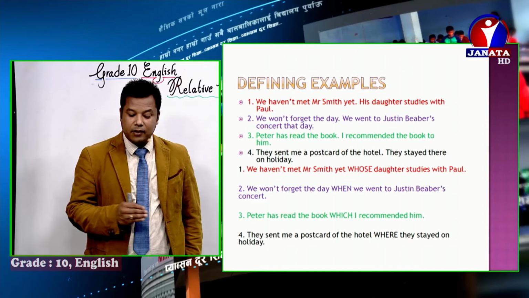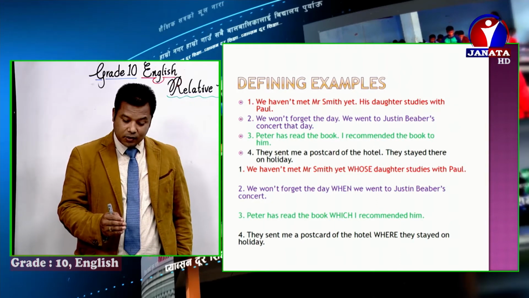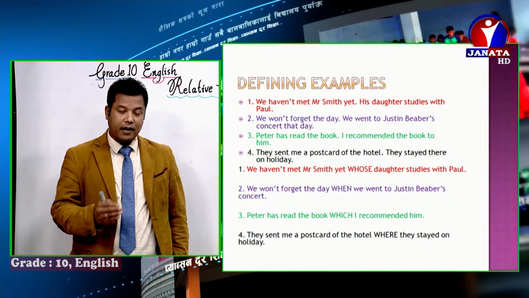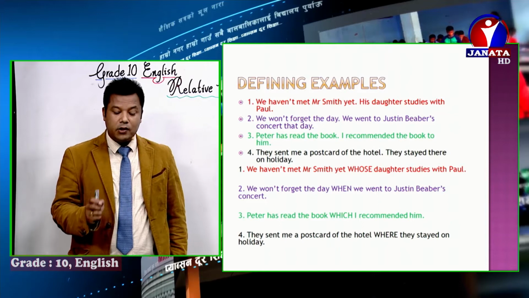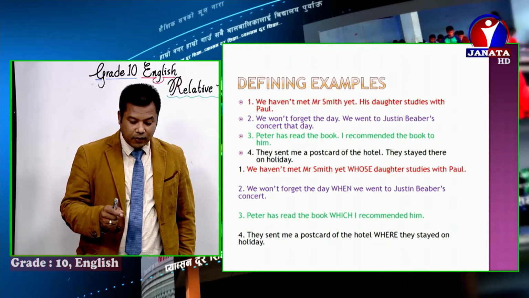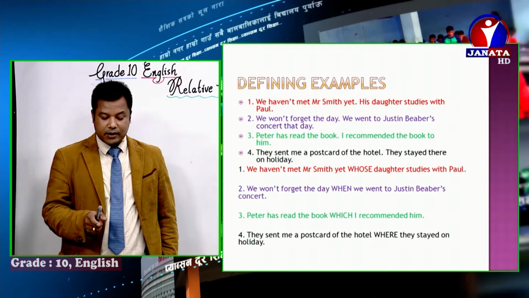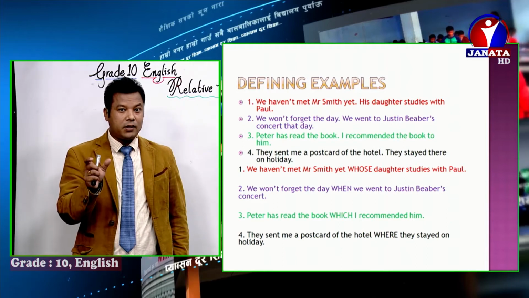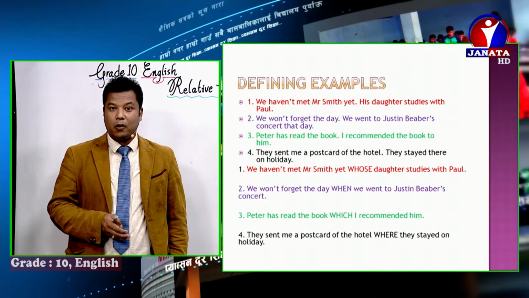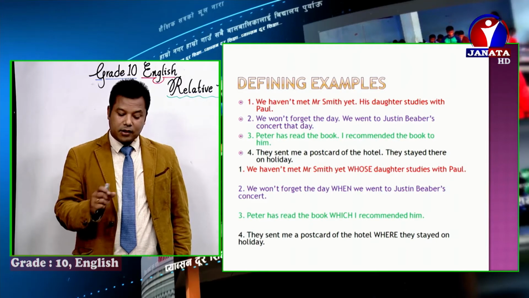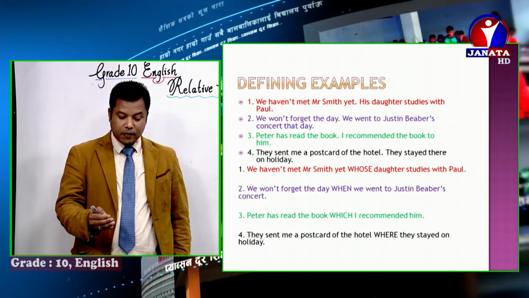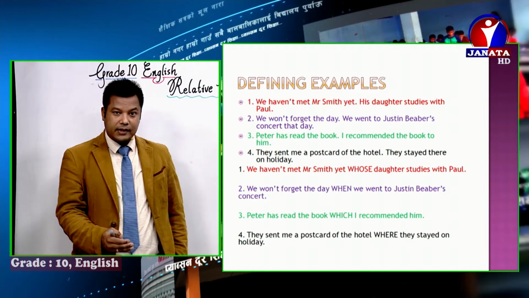So look at the defining relative clause examples. I have used colors to make them distinct. You can match the numbers, you can match the colors, and then you can find how I am merging two individual sentences into one. Look at number one: We haven't met Mr. Smith yet. His daughter studies with Paul. And if I want to put those two sentences into one, this is how you do it: We haven't met Mr. Smith yet, whose daughter studies with Paul. So you merge those two sentences into one by using one relative pronoun, that is whose, and then you introduce a clause. Now, why this is defining, let's read a few more examples, and then I will let you know.